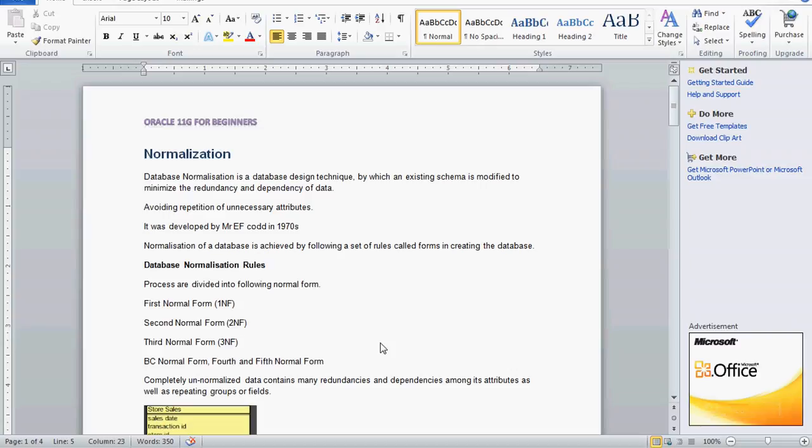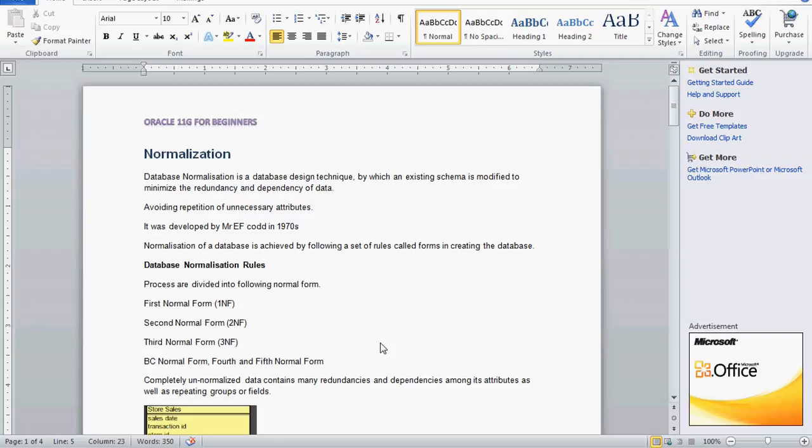What is normalization? Database normalization is a database design technique by which an existing schema is modified to reduce or minimize the redundancy and dependency of data. In simple words, we can say avoiding the repetition of unnecessary attributes. It was developed by Mr. E.F. Codd during the 1970s. Normalization of a database is achieved by following a set of rules called forms in creating the database.